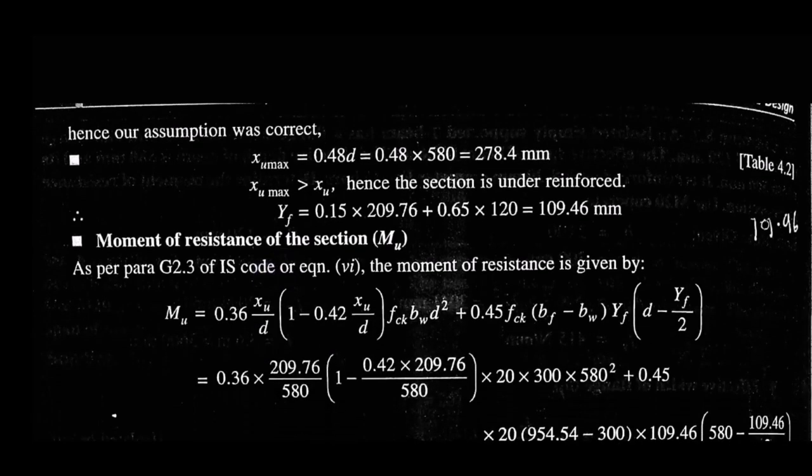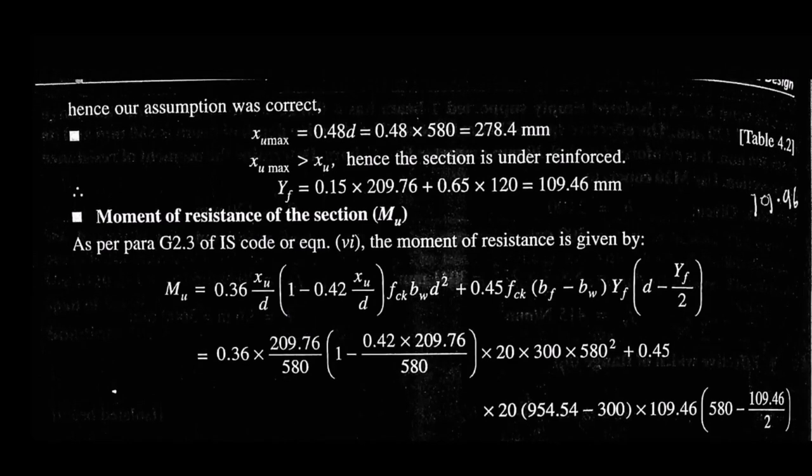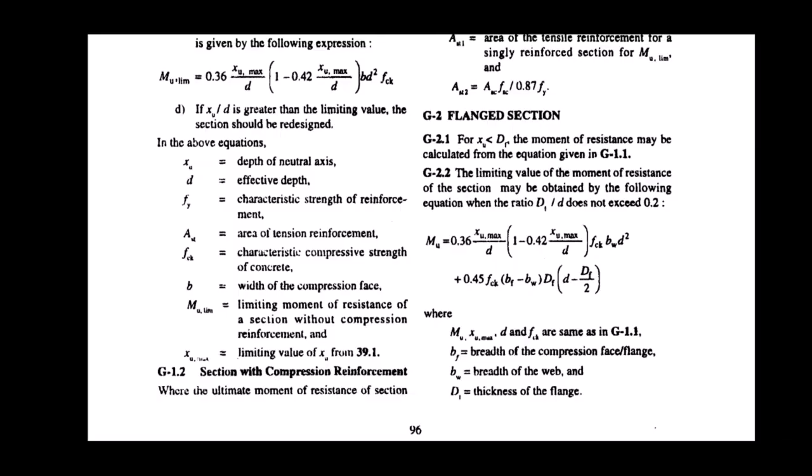Now we can calculate the moment of resistance, which is asked in your question. It is Mu. Now as per para G2.3 of the IS code, the moment of resistance is given by. Before that, let's check once para G2.3 of IS 456-2000. Look, this is Annex G of IS 456-2000. In para G2, the assumptions which were expressed and discussed in the previous lecture, the link given below, and all the assumptions and formulas are given here.